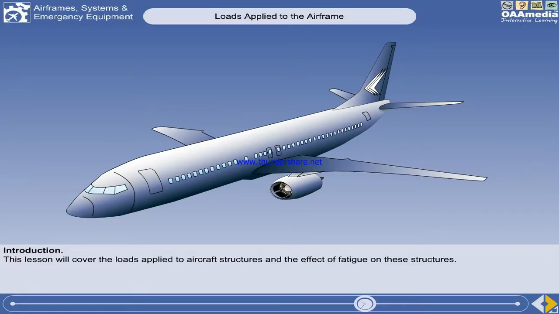In this first lesson, we will discuss the various loads applied to aircraft structures, both on the ground and in flight. We will examine the effect of fatigue on structures and discuss the methods used to mitigate these effects.